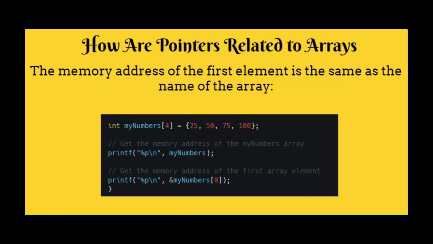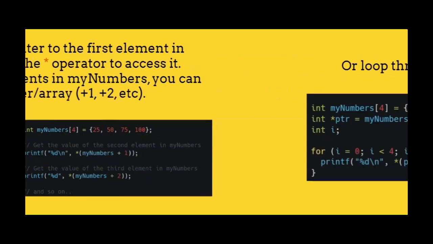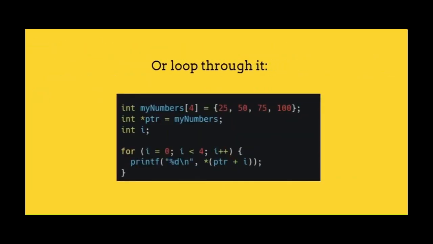Confused? Let's try to understand this better, and use our memory address example above again. The memory address of the first element is the same as the name of the array. This basically means that we can work with arrays through pointers. How? Since myNumbers is a pointer to the first element in myNumbers, you can use the * operator to access it. To access the rest of the elements in myNumbers, you can increment the pointer or array, +1, +2, etc. Also you can use loops like here.